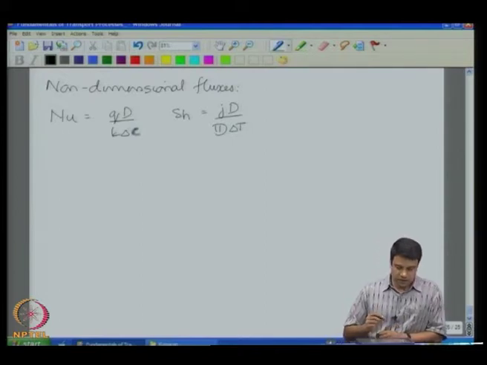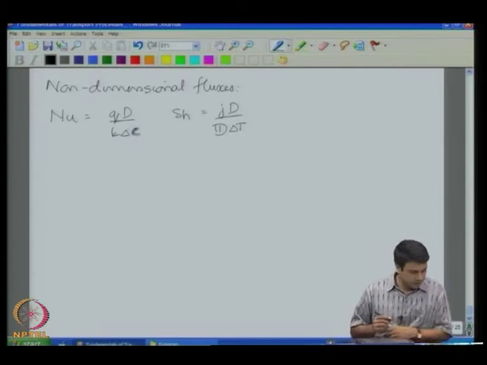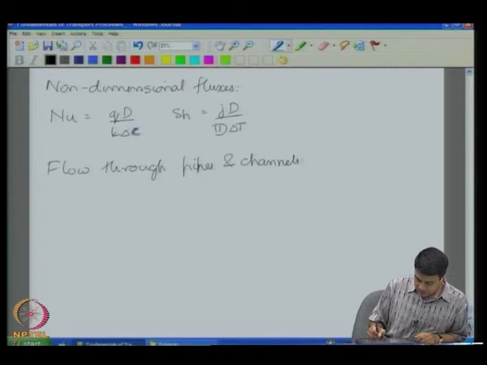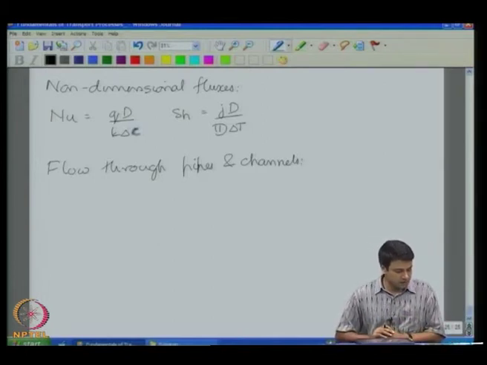So, that is the reason that in the dimensional analysis that we did earlier, we always got these numbers coming out, because these numbers are dimensionless fluxes and they are written in terms of the ratios of convection and diffusion of different kinds. So, for example, you can broadly classify the correlations as flow through pipes and channels. We already saw those for the flow through a pipe in the heat exchanger problem.